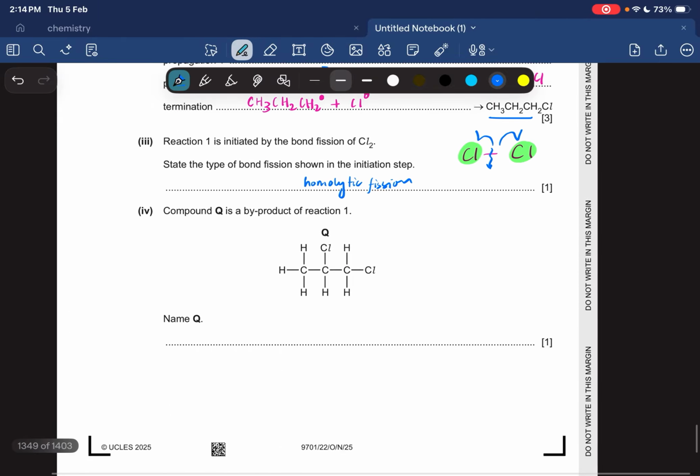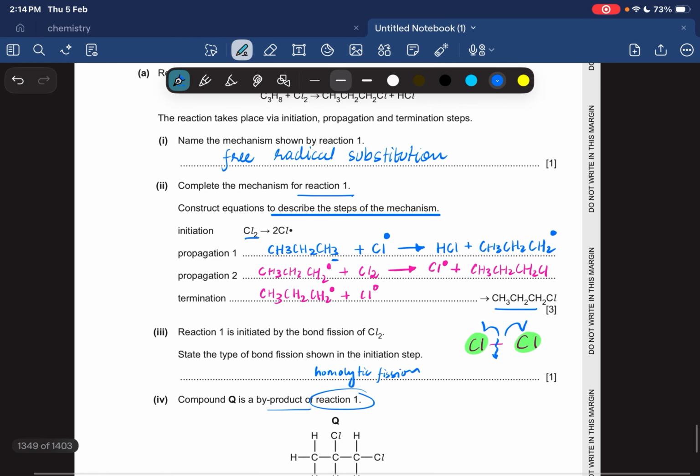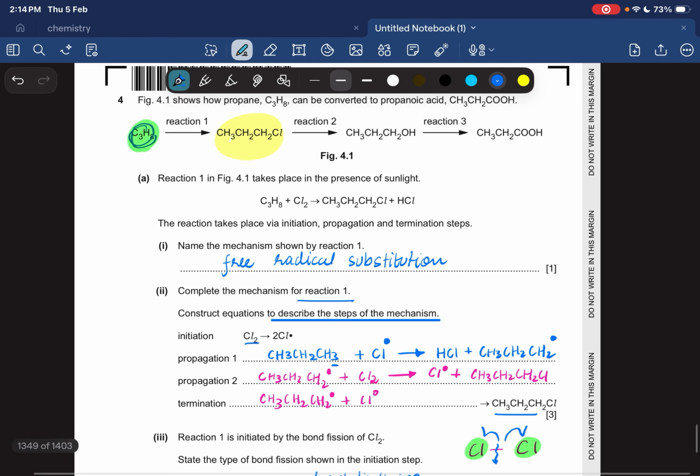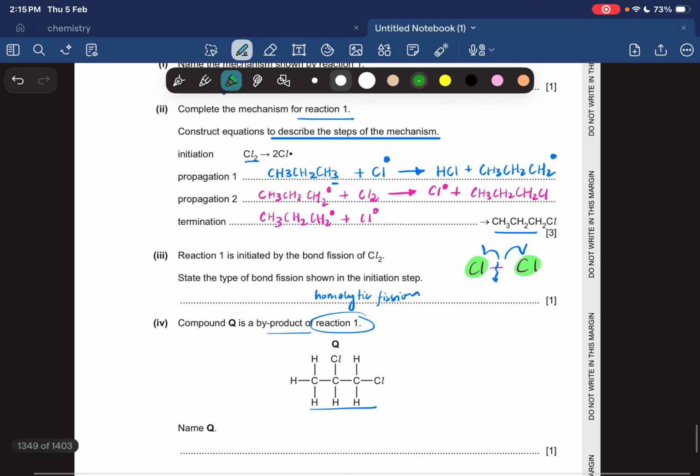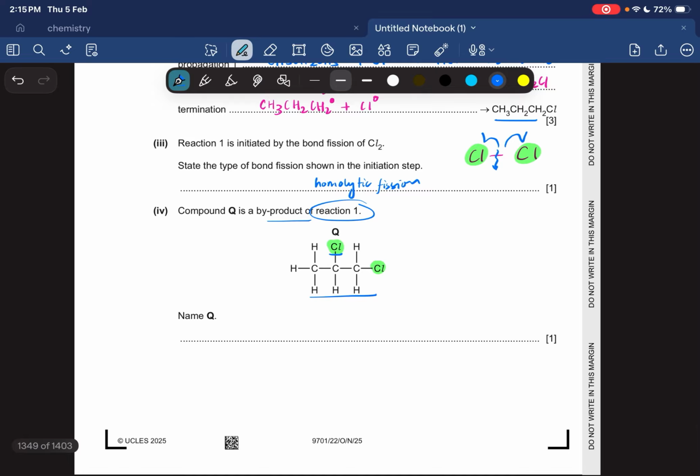Compound Q is a byproduct of reaction 1. Okay, so what is reaction 1? Reaction 1 takes place in the presence of sunlight. You have your propane, you add chlorine, free radical substitution occurs. You form 1-chloropropane plus HCl, and the byproduct also includes 1,2-dichloropropane, right? So name Q: 1,2. We have 2 chlorines on the first, so it's a dichloro, right? We have 2 chlorines.